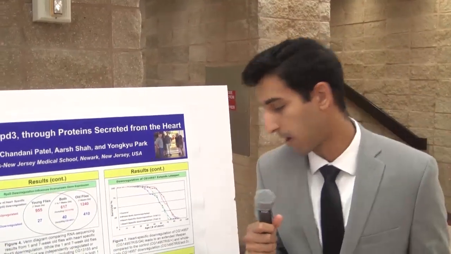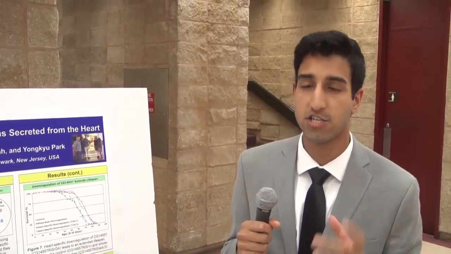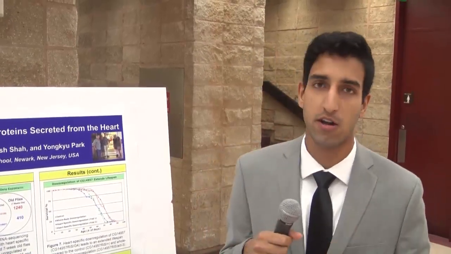Further studies would probably ascertain the localization of CG14957 and CG13155. We hypothesized that they were secreted proteins, so further studies would actually see if these were actually secreted from the cell. Additionally, we want to further elucidate the roles and longevity of these two candidate genes.